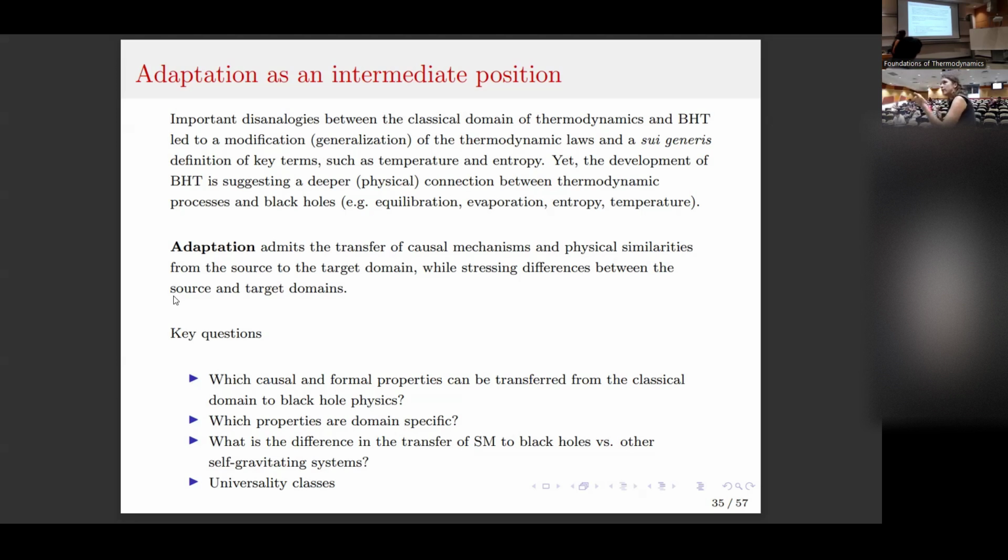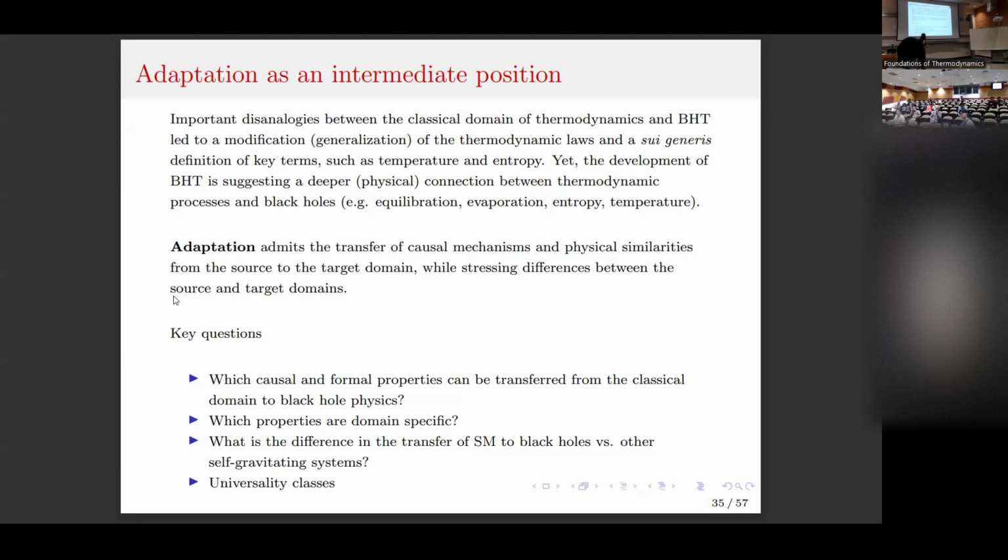But one is which exactly are the causal and formal properties that are transferred from the classical domain to black hole physics? Which properties are domain specific, in contrast to applying to all long-range interacting systems? What is the difference in the transfer of statistical mechanics to black holes versus other self-gravitating systems, which is something that is still not clear to me?